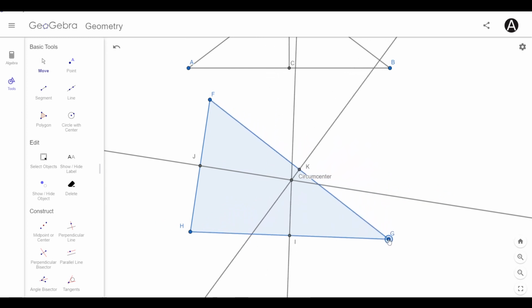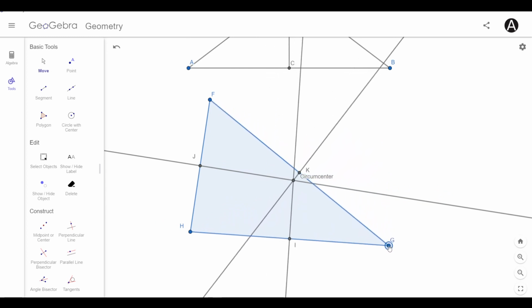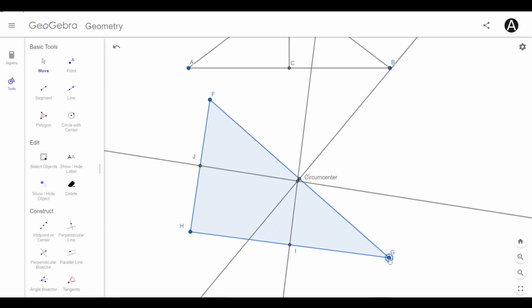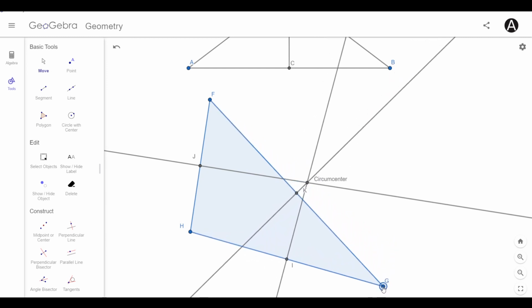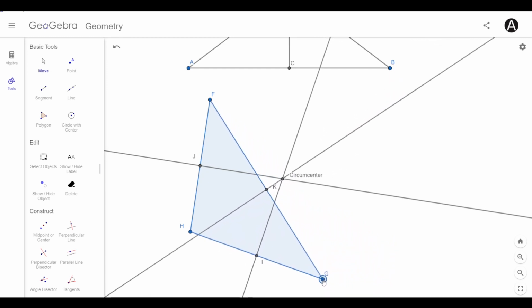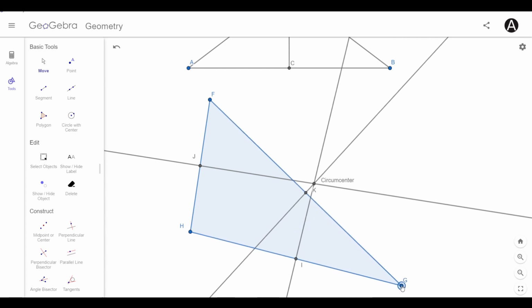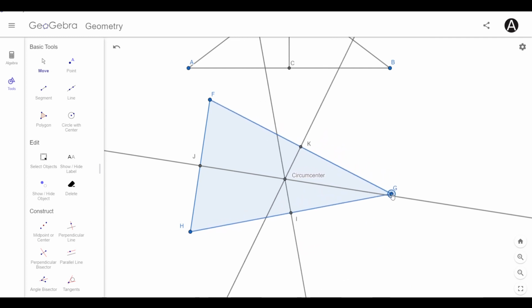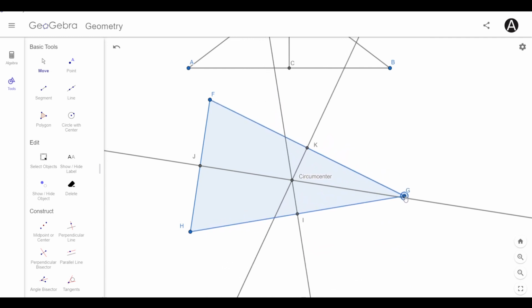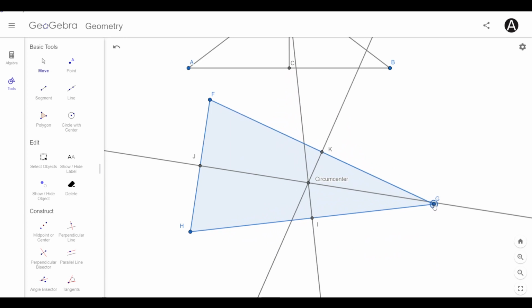But what if I took this angle G and I moved it down, down, down, watch, until it goes obtuse. Now look at the circumcenter. The circumcenter is where on the triangle? It's outside the triangle now. So when you have an obtuse triangle, where's the circumcenter going to be? Outside the triangle. When you have an acute triangle, where is the circumcenter going to be? It's going to be inside. What if you had a right triangle? Maybe on the line. That's exactly right.